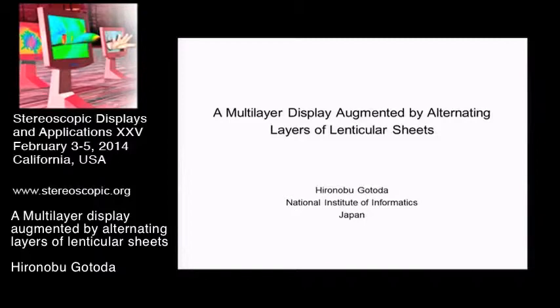During the last few years, my main focus in 3D displays has been on multilayer displays. And today, I'm going to talk about the extension of multilayer displays.